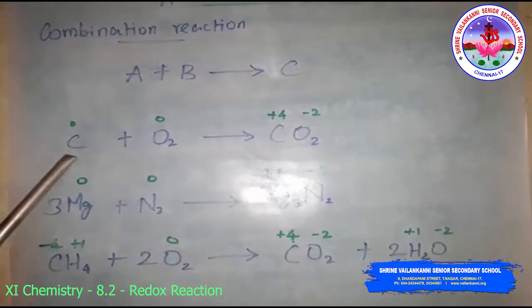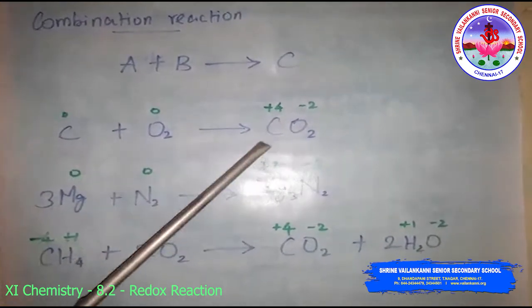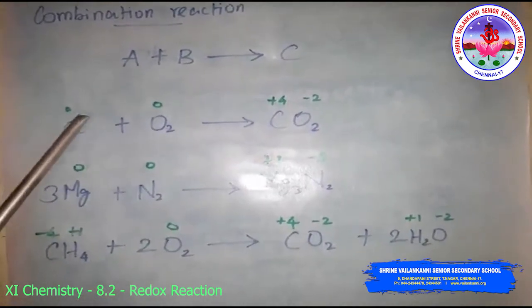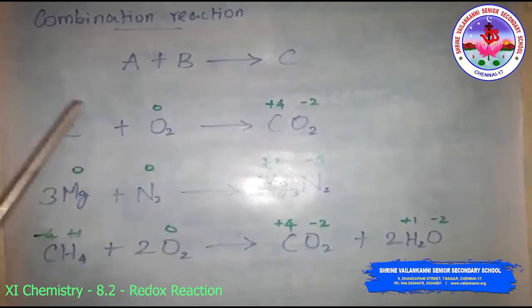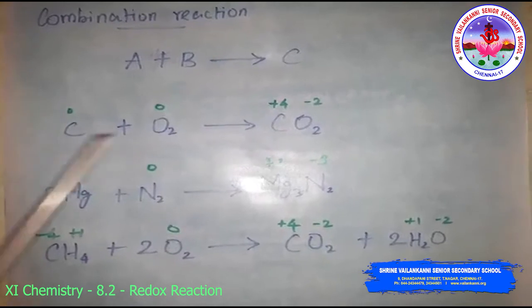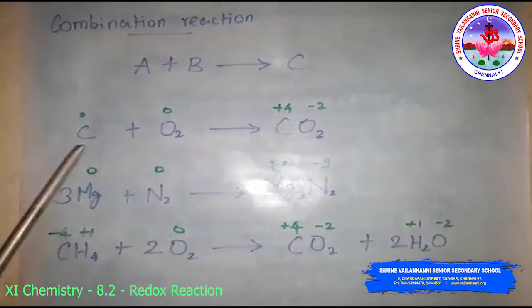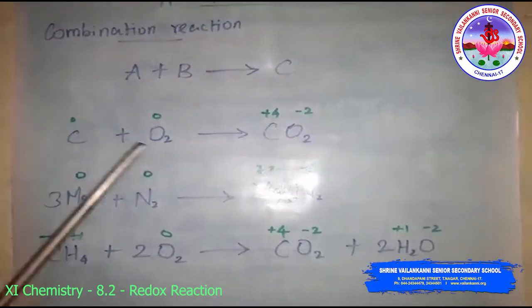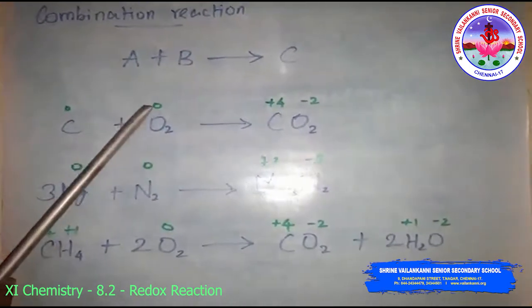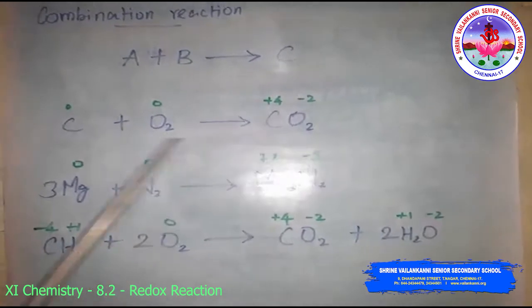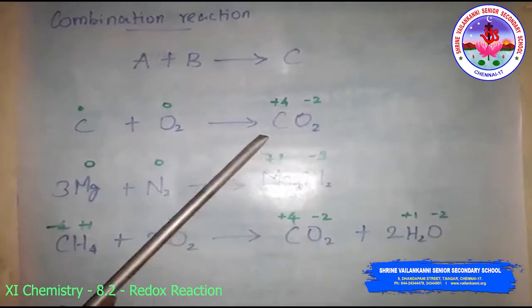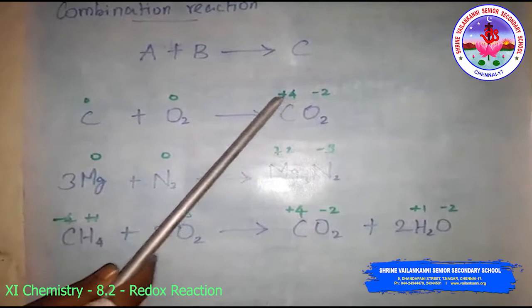Here the carbon reacts with oxygen to form carbon dioxide. Here this 0, this plus 4, this minus 2 indicate the oxidation states of the elements and their compound. Here the carbon is in free state, so that is 0. Here oxygen is also in free state, so 0 oxidation number. Then here the carbon is oxidized and oxygen is reduced, so that they have different charges.